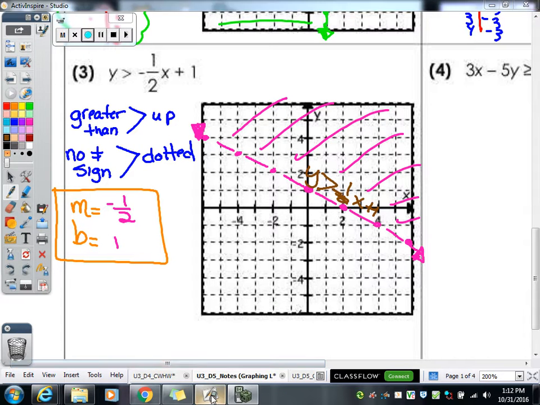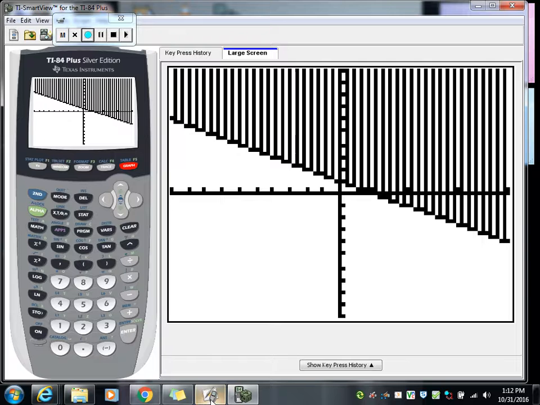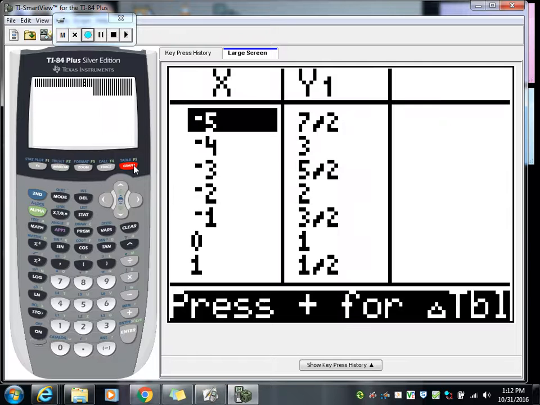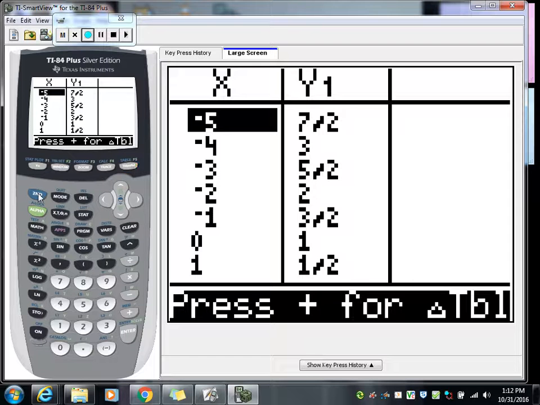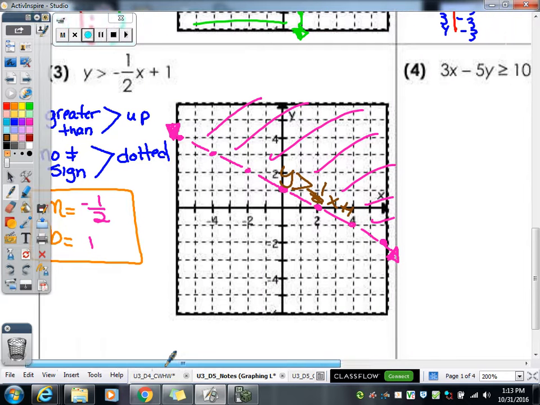Oh, I want to go back here. Again, if you want the table instead of M and B, you're going to do second and table. And you just pick out the ones that are the nice numbers, okay? You won't want to graph 7 over 2 or 5 over 2 for your table. All right, one more on this page.